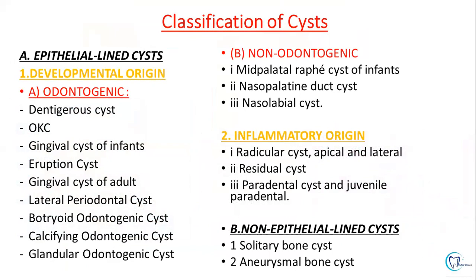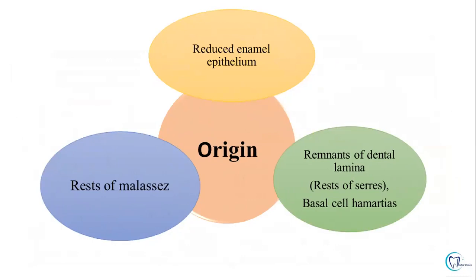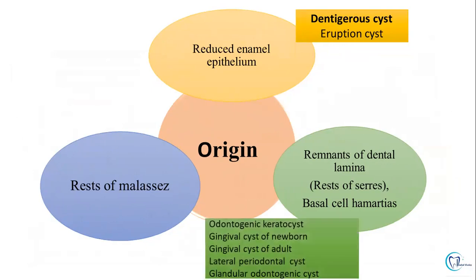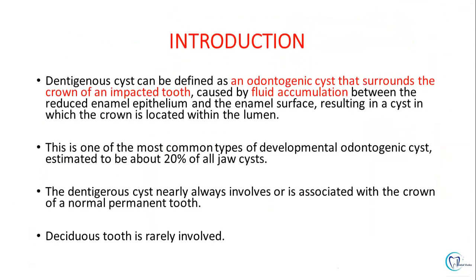Today we'll be discussing dentigerous cyst, which is an odontogenic cyst of developmental origin. When we talk about the origin of cysts, some cysts take their origin from reduced enamel epithelium, for example dentigerous cyst and eruption cyst. Some take their origin from cell rests of Serres or basal cell hamartomas, such as odontogenic keratocyst and glandular odontogenic cyst. Some take their origin from rests of Malassez, such as periapical cyst and lateral periodontal cyst. Dentigerous cyst takes its histogenetic origin from reduced enamel epithelium.